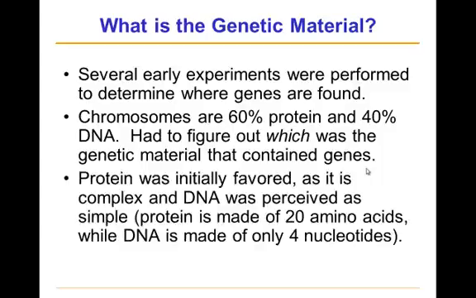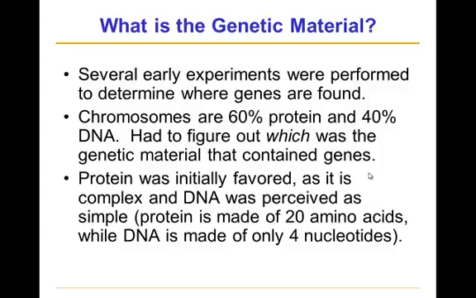Initially, protein was favored. It was seen as being very complex. Protein has 20 different amino acid monomers that make it up. And DNA, by contrast, was perceived as being very simple. DNA has only 4 monomers that make it up. These are nucleotides. And as a consequence, many people favored protein.